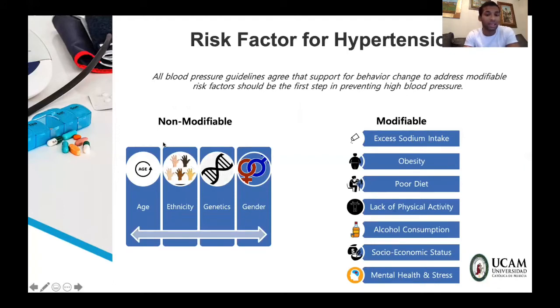So it's age, ethnicity, genetics, gender. These things we just cannot change. Some things we already have, and the modifiable changes that we can make to get our blood pressure into a normal range can be avoiding excess sodium intake, obesity, poor diet, lack of physical activity, alcohol consumption, socioeconomic status, mental health and stress. So these are the things that we have to avoid to have a better lifestyle, to have a better life.